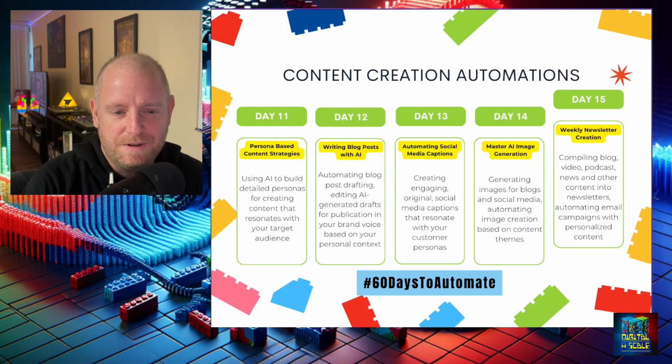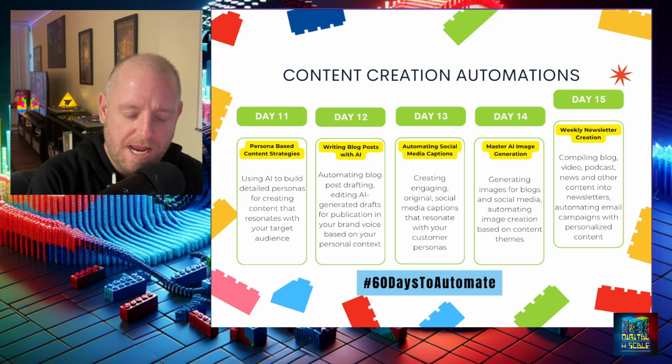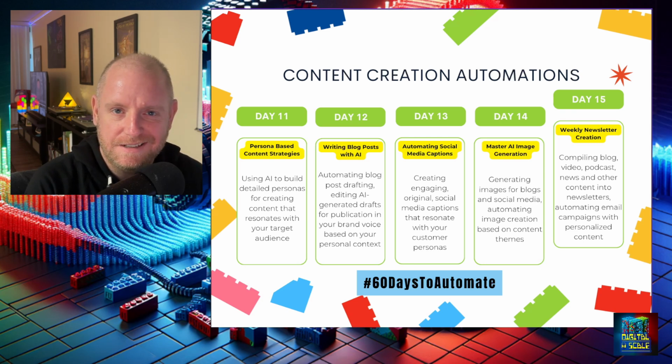All this week, we've really been focused on what we can do with content and marketing. So we talked about persona-based content strategies. We talked about how to write blog posts using AI. We talked about how we can automate your social media captions, and we gave a master class yesterday in AI and image generation. And today we're going to bring it all together and see how we can both use these tools and create and start to track our efforts so that we can create a weekly newsletter.